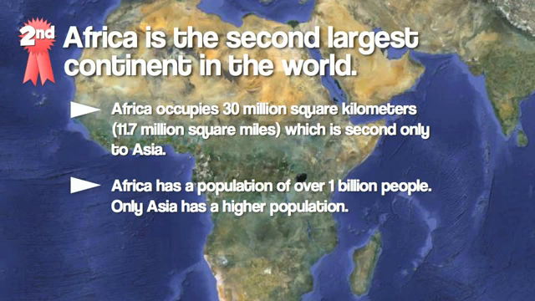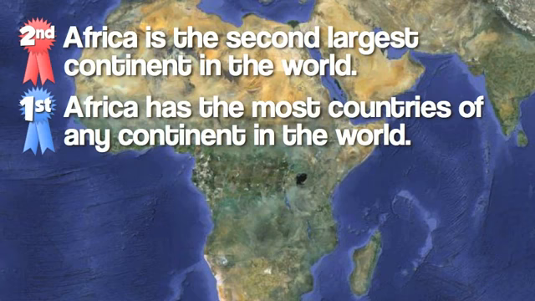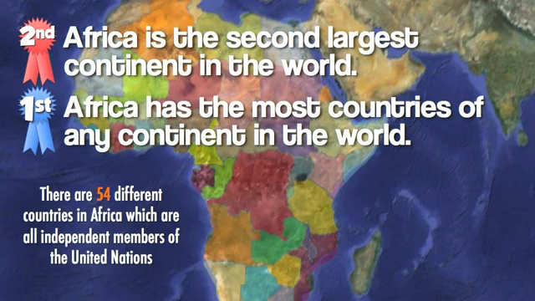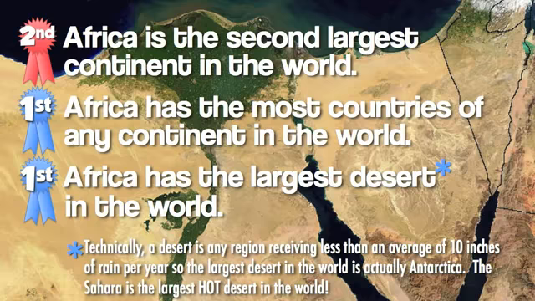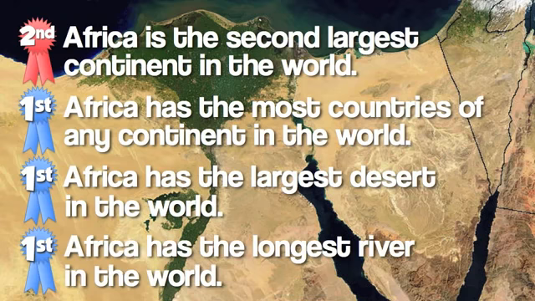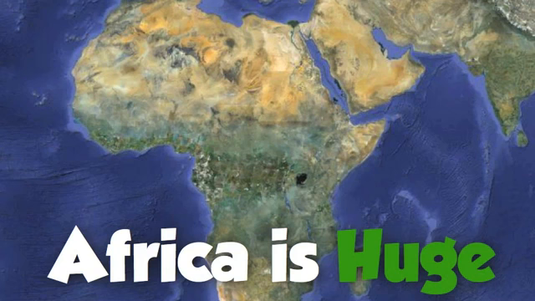But there are some places where Africa comes out on top. So, for example, Africa has the most countries of any continent in the world. There are 54 different nations in Africa. Africa also boasts the largest desert in the world. We're talking about the Sahara Desert. But Africa has many other deserts like the one that's shown in this satellite image here. Africa also has the largest river in the world, the Nile River. So there's lots of different ways to measure it. But no matter how you look at it, Africa is huge.